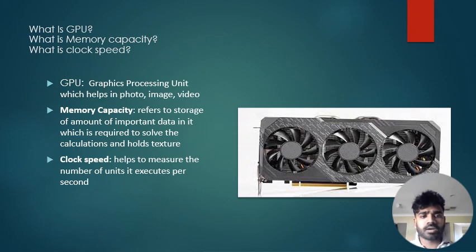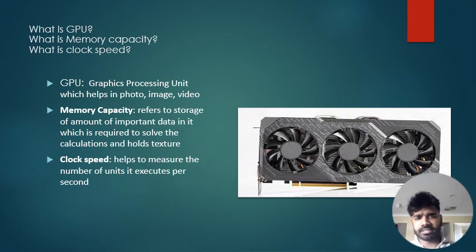Moving on, what is a GPU? What is memory capacity and clock speed? So the GPU is a graphics processing unit which helps in photo, image, and video work. Some of the parameters of the GPU include memory bandwidth, shaders, and other parameters.